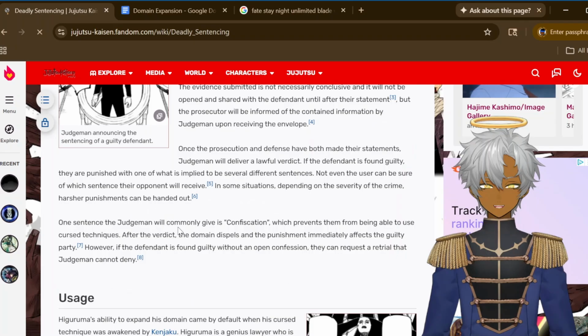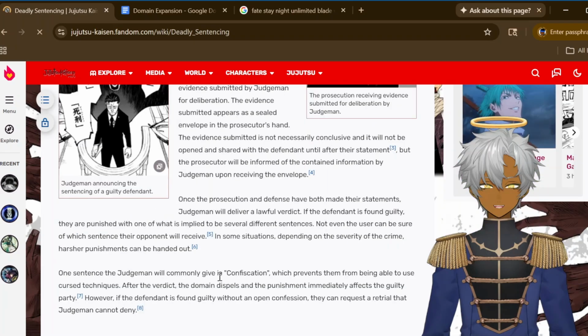One sentence the Judge Mann will commonly give is confiscation, which prevents them from being able to use curse techniques. So Judge Mann can literally steal your technique from you if you're found guilty, depending on the severity of the crime that you were just sentenced with.